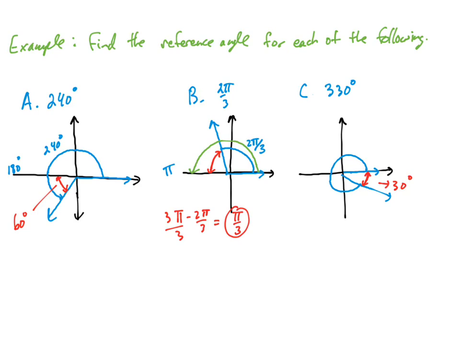All right, and then the last one, let's go to the next slide. The next one we have negative 13 pi over 6. Okay, so we need to first figure out which quadrant negative 13 pi over 6 is. Let's do a little bit of calculation here.